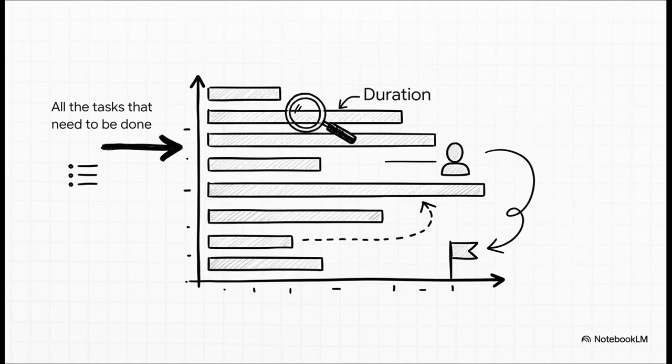And this is where the real magic is. In just one glance, you see the whole picture. Not just what needs to be done, but how long it'll take, who's doing it, and, this is the big one, how tasks depend on each other. You can instantly see, oh, wait a minute, task B can't even start until task A is finished. That's how you spot roadblocks before they become disasters.